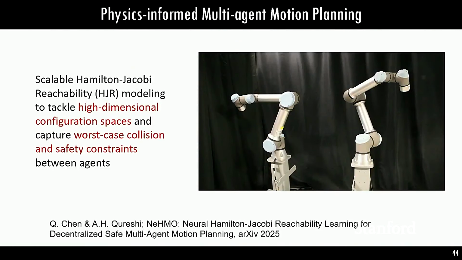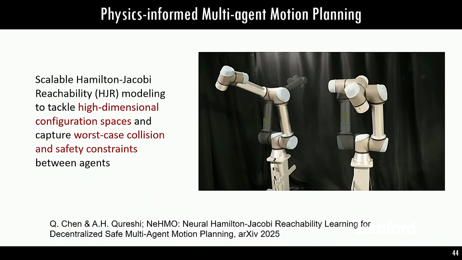Another area we are interested in is how we can solve these PDEs for multi-agent settings. Basically, instead of the HJ PDE, you solve the HJR. You may know work from Sumeet Singh here. The way we differ from his work is that we want to push the scalability of this method to very complex robot manipulators with very complex geometry of obstacles.